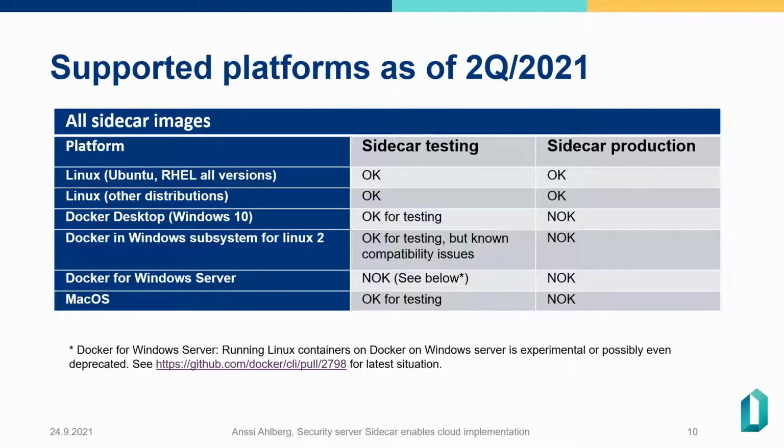A few words on the supported platforms, as was defined in the last stages in the project. We only support Docker on Linux for production environments. For testing use cases, you can actually use Docker on other platforms such as macOS or Windows, but for production, we are only comfortable with the Linux implementations of Docker.